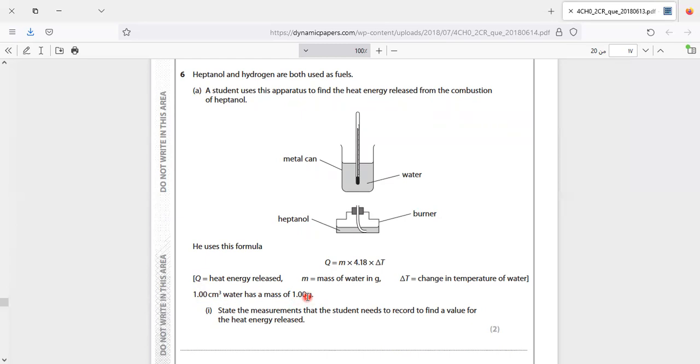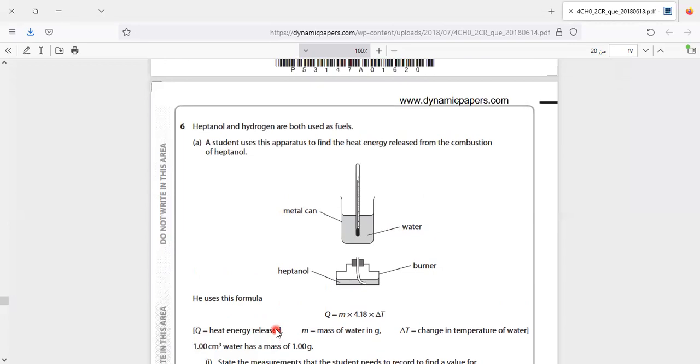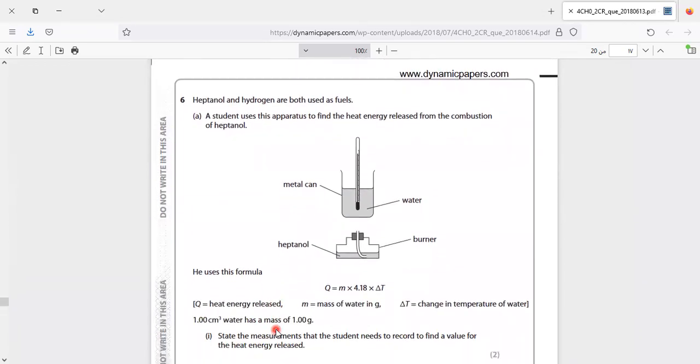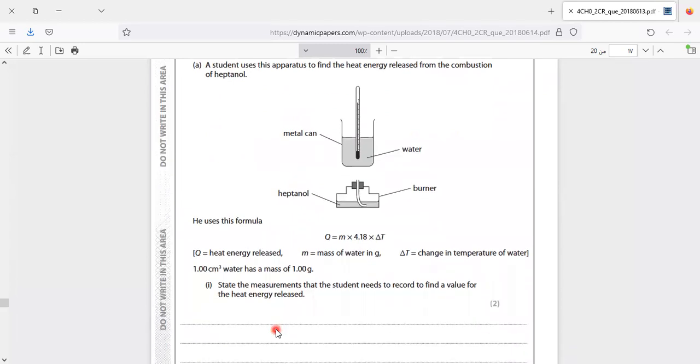He wants the measurements. State the measurement that the student needs to record to find the value for the heat energy released. What must the student measure? Change in the temperature. Can he measure the delta T? Yes. What else can he measure? The mass of water, he needs the mass. Yes. What else? The heat energy released. He can measure the volume of water, since 1 cm³ of water is 1 gram, and the amount of heptanol burned. What can he measure for the water? The volume of water. Yes. And what else?